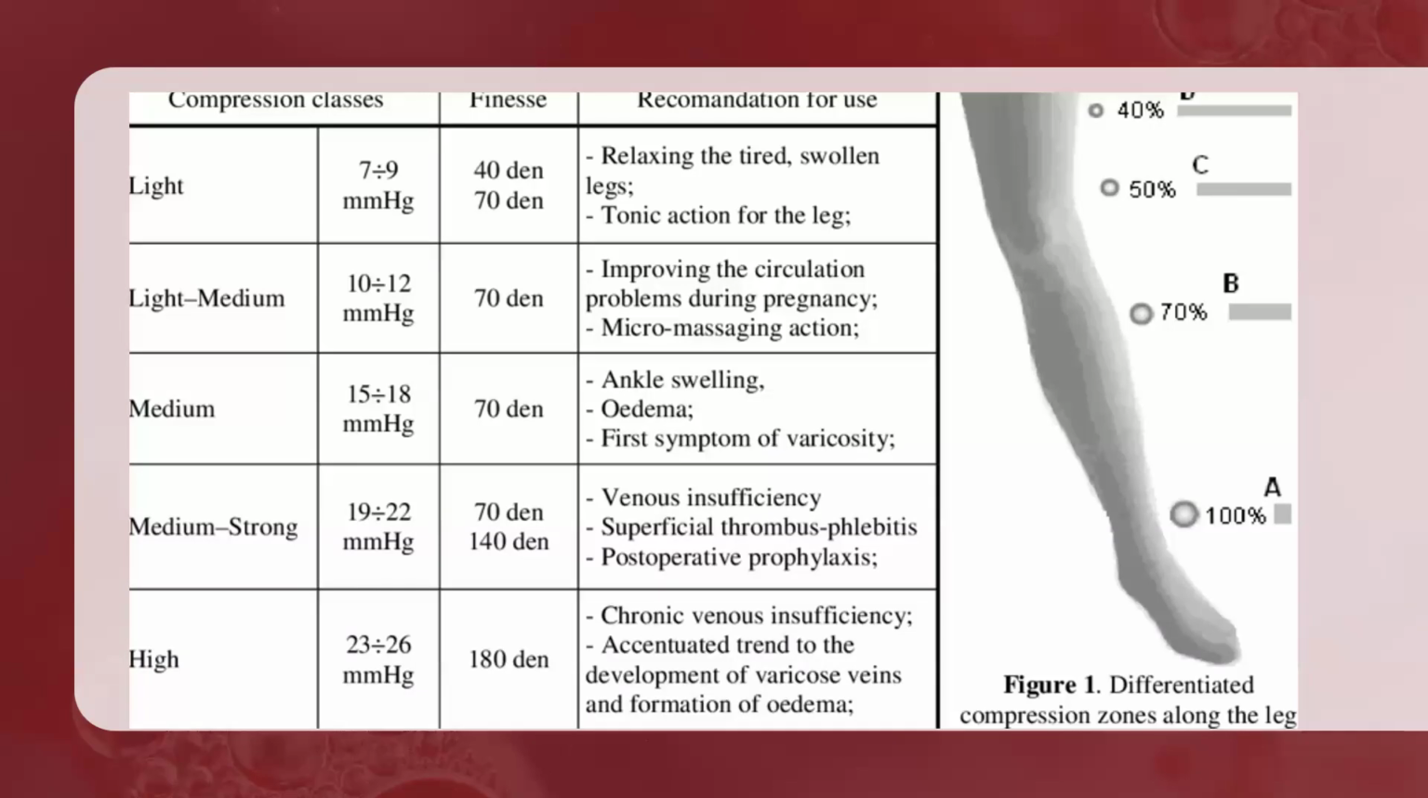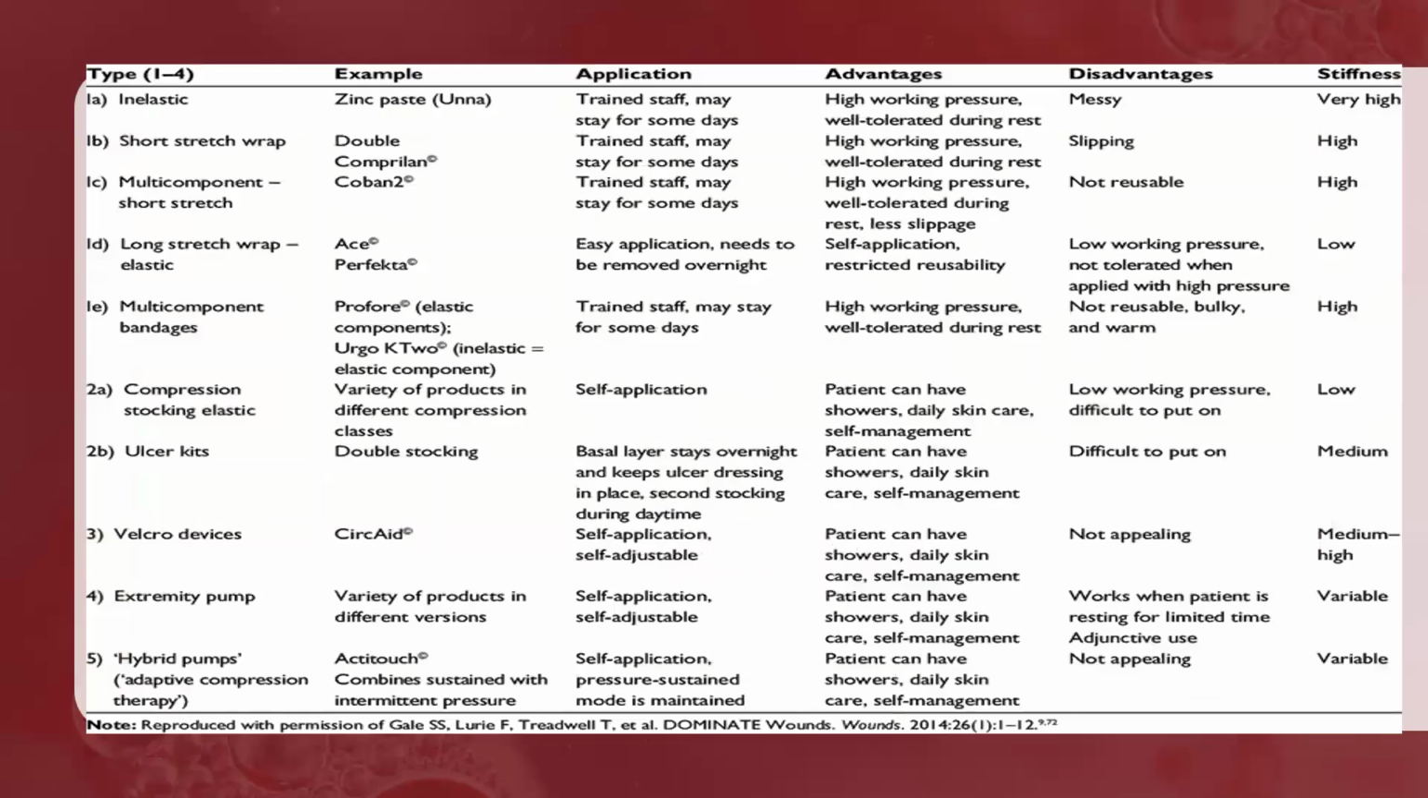So these are the different types of compression devices which are used now. Most commonly used are the multi-component bandages, wherein there will be an elastic and an inelastic component. Their advantage is that because of the high working pressure, they are well tolerated during rest also, while they are not reusable and they can be bulky and warm.